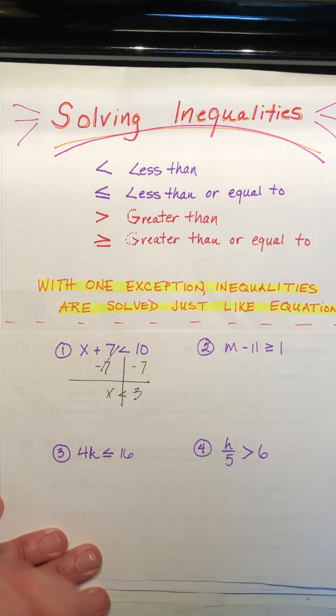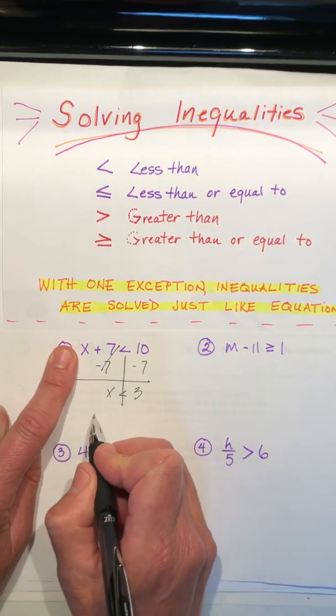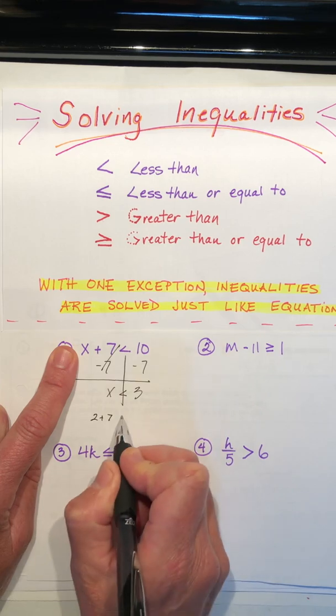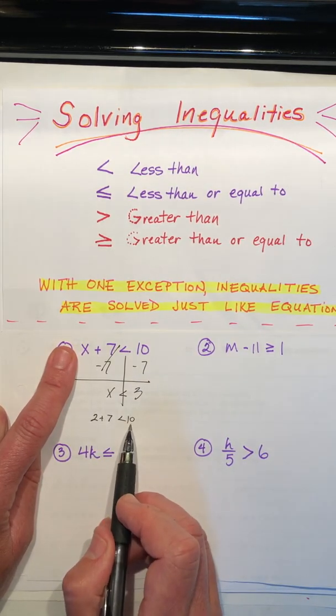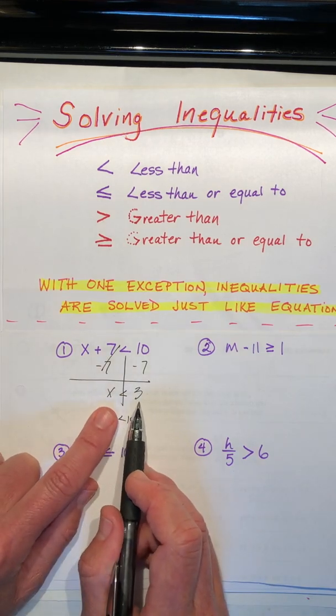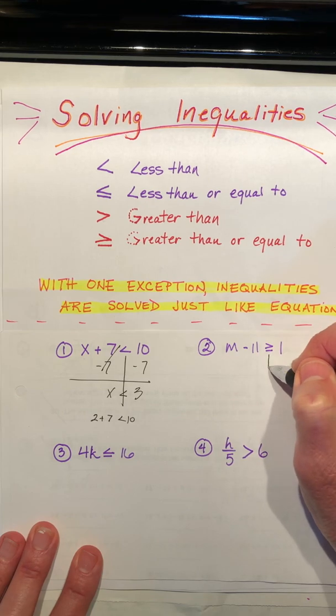2. So let's try the value of 2 in for x. So if I take 2 and I add it to 7, is that less than 10? Yeah, of course 9 is less than 10. And that's one way we can understand that that value is correct. Let's look over here at number 2.